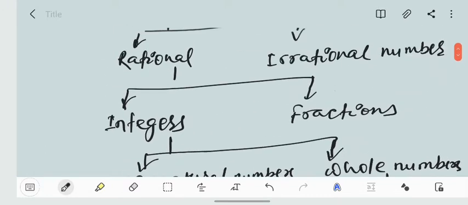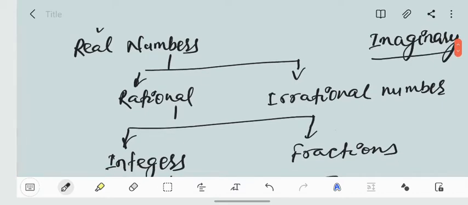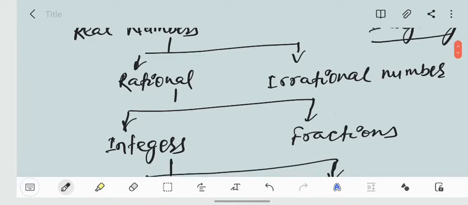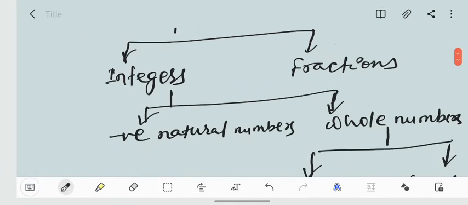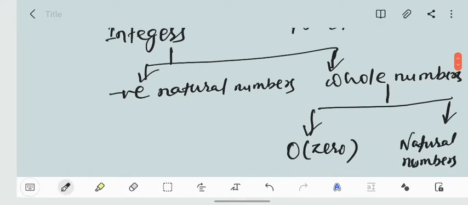So this is the complete flow chart of the number system, where I have categorized real numbers into rational numbers and irrational, and then again rationals to integers and fractions, integers to negative numbers and whole numbers, and whole numbers, as we all know, is nothing but starting with 0 along with all the natural numbers gives you the whole numbers. Students, as you all know, numbers never end.